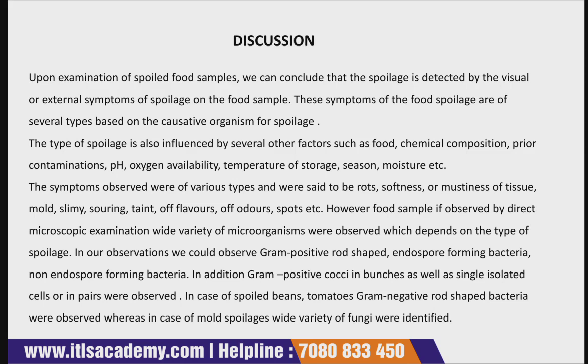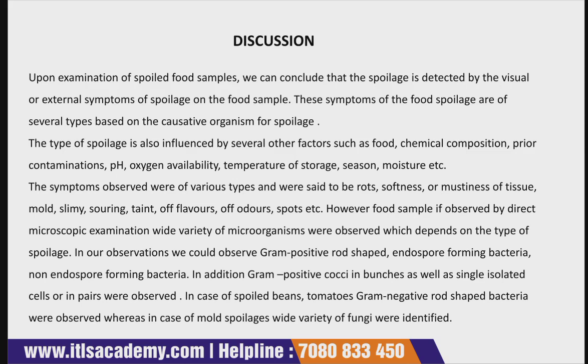The symptoms observed were of various types, said to be rot, softness, mushiness of tissues, mold, slimy, souring, tint of flavors, odors, spots. However, the food sample was observed by direct microscopic examination. A wide variety of organisms were observed, which depends on the type of spoilage.